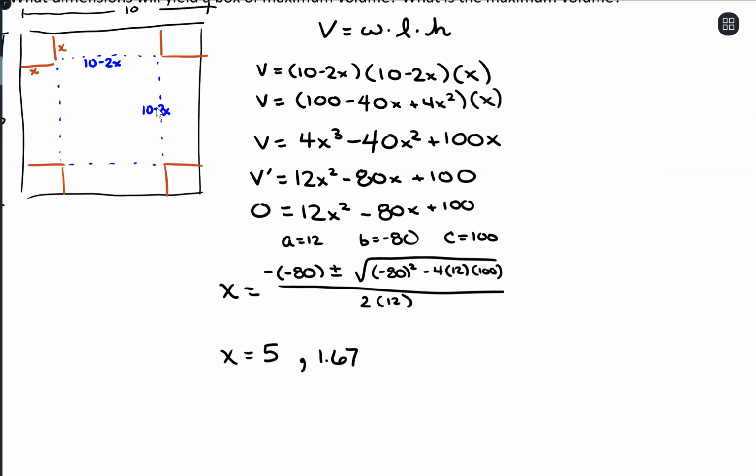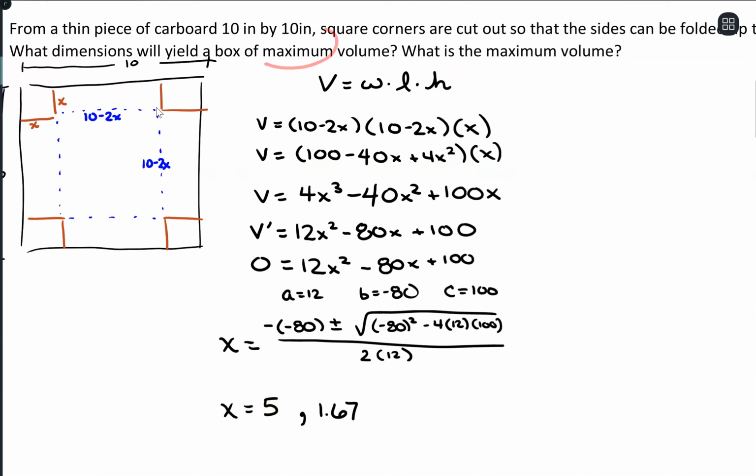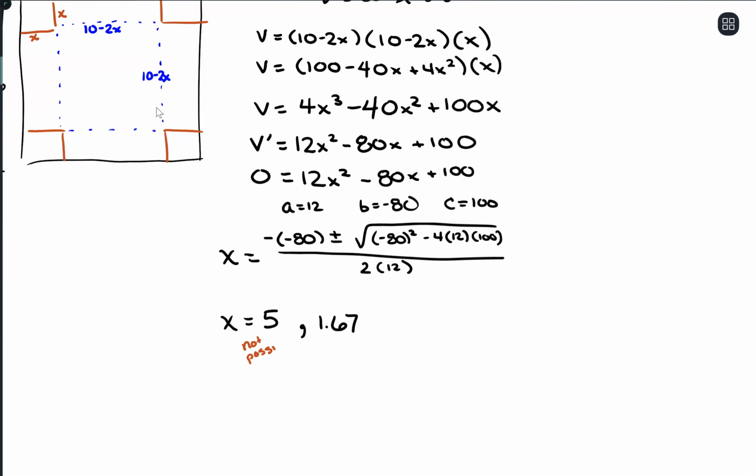Now, in terms of getting two solutions, and they're both positive, in a word problem that means they're kind of both possible. However, think about the side lengths here. If x is 5, our side lengths are 10 minus 2 times 5, which is 10 minus 10, so that side length would turn into 0. That doesn't make sense for us. We can't have 5 because that's not going to give us a maximum value; that's going to make our box basically disappear. So x equals 5 is not possible, and we're going to be using x equals 1.67.